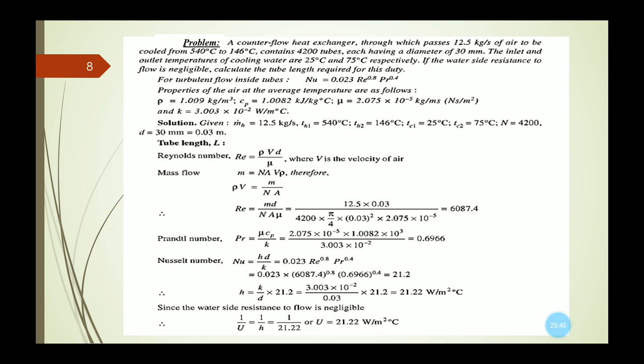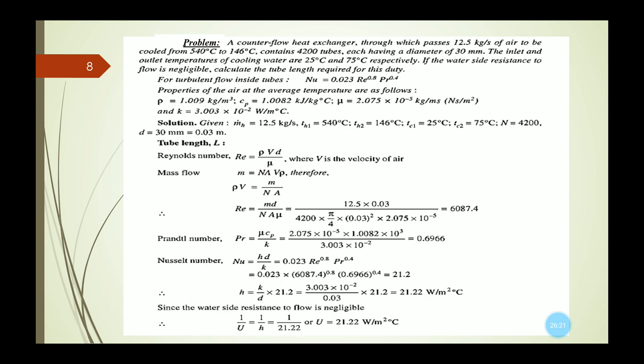So the mass flow rate of the hot fluid is given as 12.5 kg per second, TH1 540 degrees centigrade, TH2, TC1, TC2, number of the tubes 4200, diameter of the tube 0.03 meter. These are given. So how to proceed in this numerical? One correlation of the Nusselt number is also given. So how to use that?